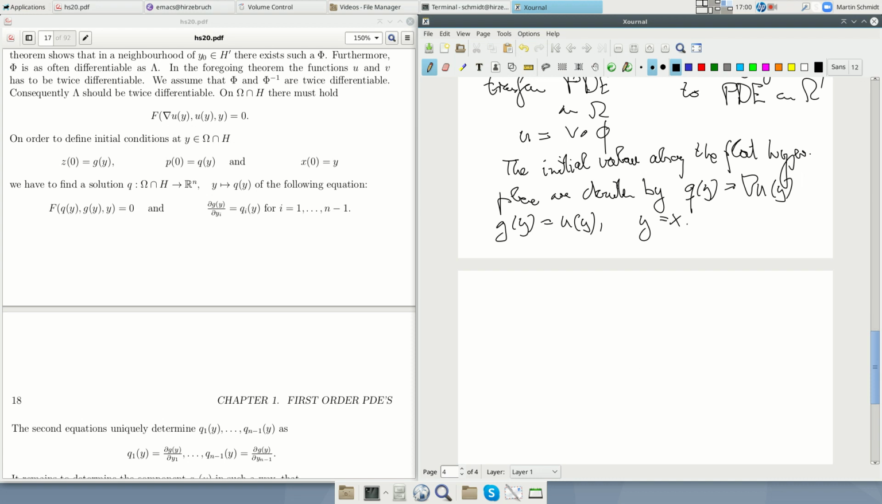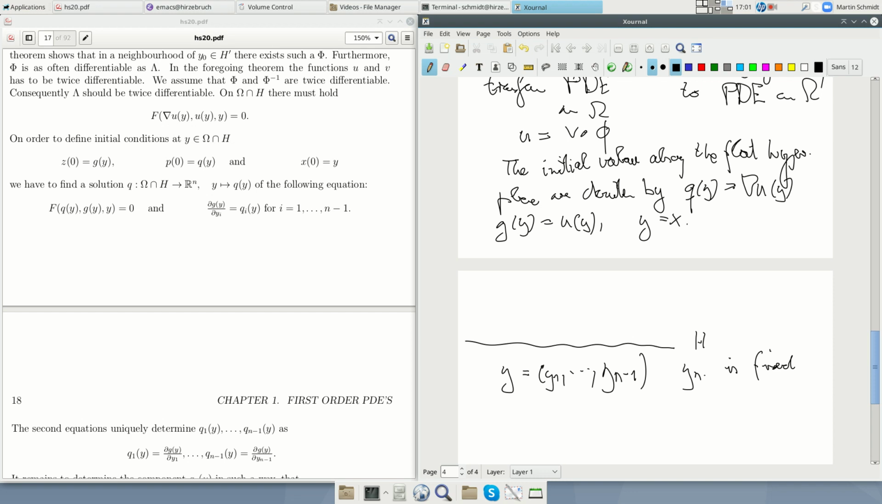Since the hyperplane has this form here, it is orthogonal to the last component. So epsilon is just a vector, epsilon 1 to epsilon n minus 1. Only the last component is fixed. Epsilon n is fixed.